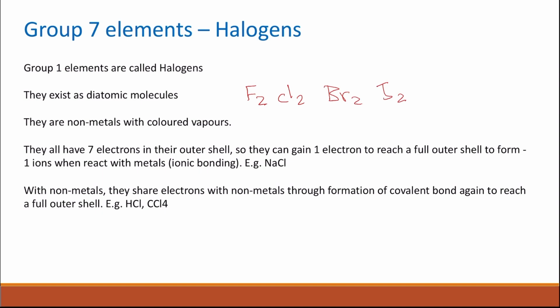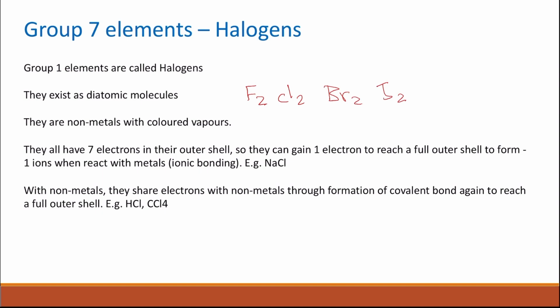They are nonmetals because we find them on the right hand side of the periodic table, and they all have colored vapors. Because they are group 7, we know that the group number reflects the number of electrons in the outer shell. So group 7 elements all have 7 electrons in their outer shell. In order to reach the stable configuration of a full outer shell, they tend to gain one electron to form negatively charged ions with one negative charge.